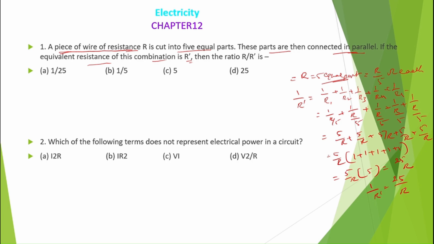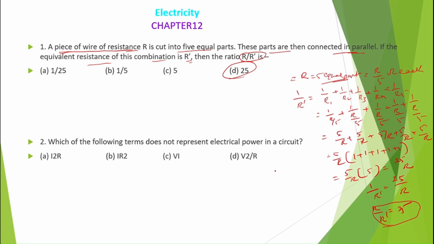Now what you have to do? This you cross multiply. That means R by R dash is equal to 25. What is he asking? R by R dash. So R by R dash you got, it is 25. This is the answer.